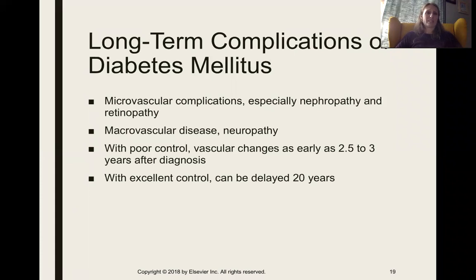With poor control, you can see this as quickly as 2 to 3 years into having the disease. And with excellent control, it can be delayed 20 or more years. Some people are able to really control their blood glucose and are able to maintain adequate blood flow and not see these complications until much further into life. Some of the other complications that can occur are hypertension and atherosclerotic cardiovascular disease.